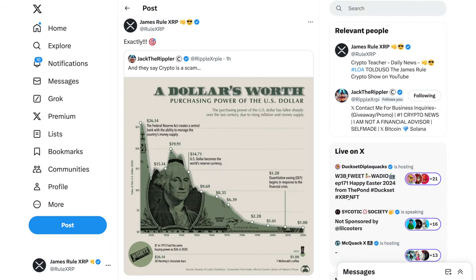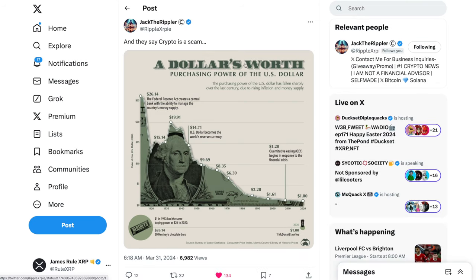Now, Jack the Rippler put this out this morning. And he says, and they say crypto is a scam. Well, if you look at the value of the U.S. dollar since way back in the early 1900s, the Federal Reserve Act creates a central bank with the ability to manage the country's money supply. As the years have progressed, the U.S. dollar becomes the world reserve currency in the 1940s. And then as the years progress, you go to the 60s and the 70s and the 80s. And, you know, here we go. Quantitative easing begins in response to the financial crisis of 2008. The dollar has gone to shit.